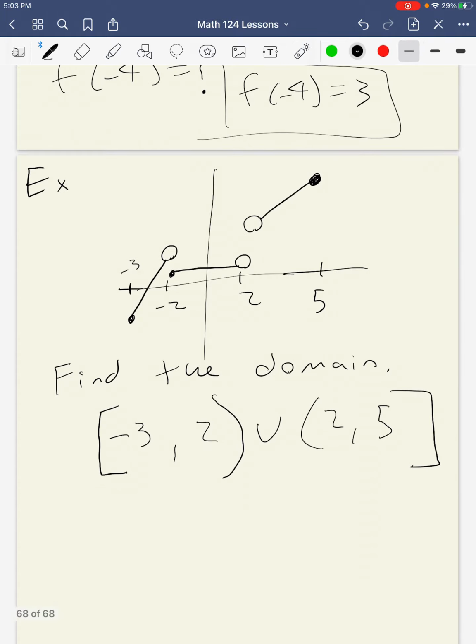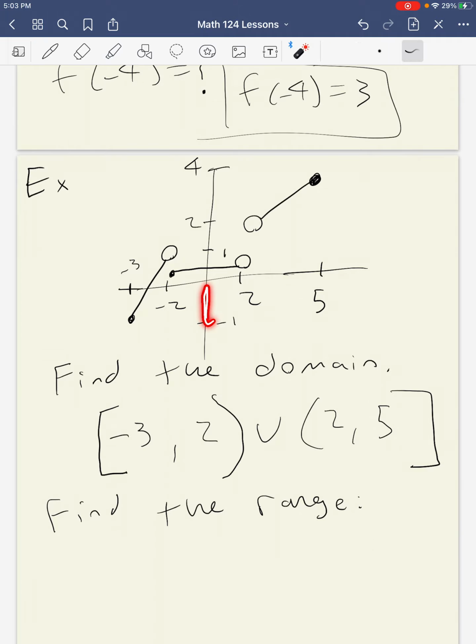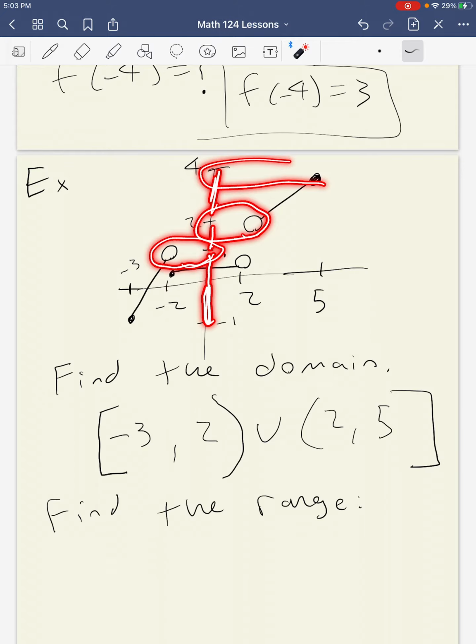What is the range of this? Well, the range is the y values, right? Let's look at the y values. Let me put some y values. Let's say that's -1 and this is 4. And this is 1 and this is 2. Okay, so the range is just all the y values. So we go from -1, but then we jump over 1, and then we jump over 2, and then go up to 4.